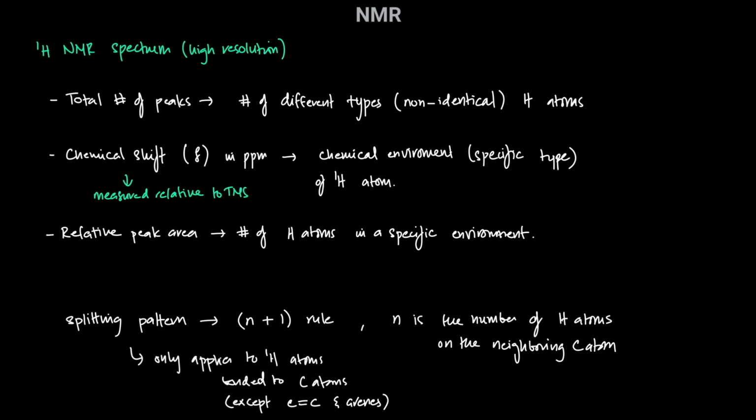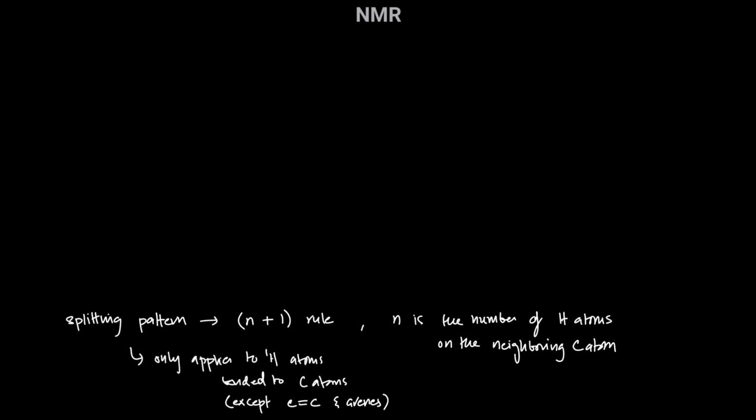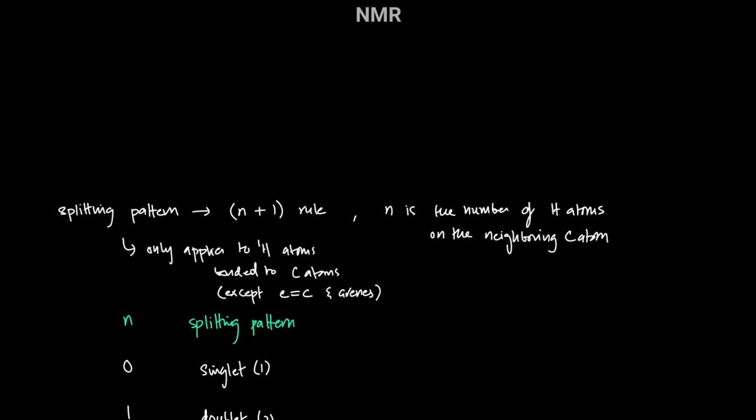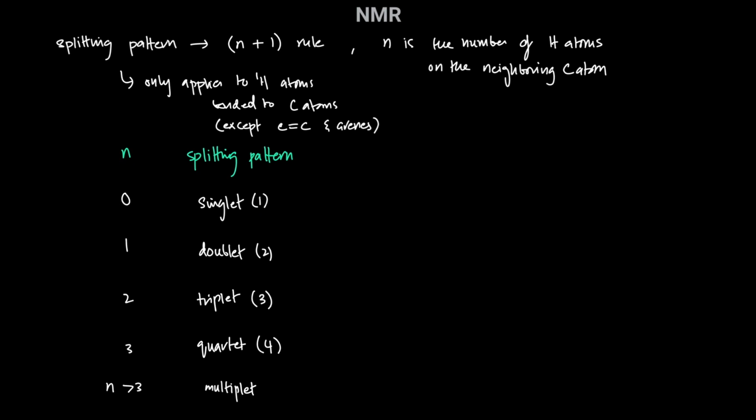protons or hydrogen atoms. Now, when we talk about the splitting pattern, again, the splitting pattern follows an n+1 rule, where n is the number of hydrogen atoms on the neighboring carbon atom, and only applies to hydrogen atoms or protons bonded to carbon atoms. We're not going to be looking at hydrogen atoms that are bonded to alkene carbons or arene carbons. Now, if n is equal to 0, in other words, the number of hydrogen atoms on the neighboring carbon atom is equal to 0, there's no splitting of the peak.